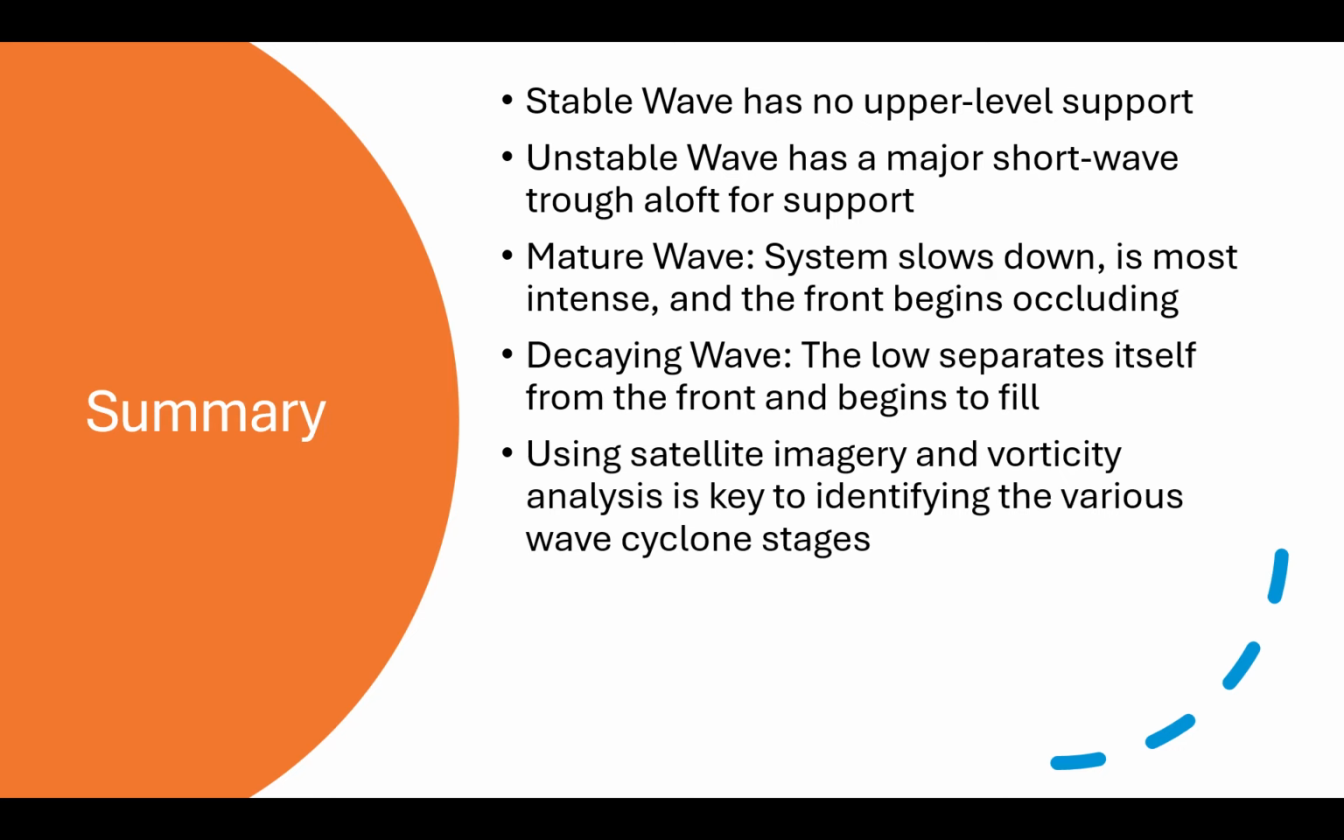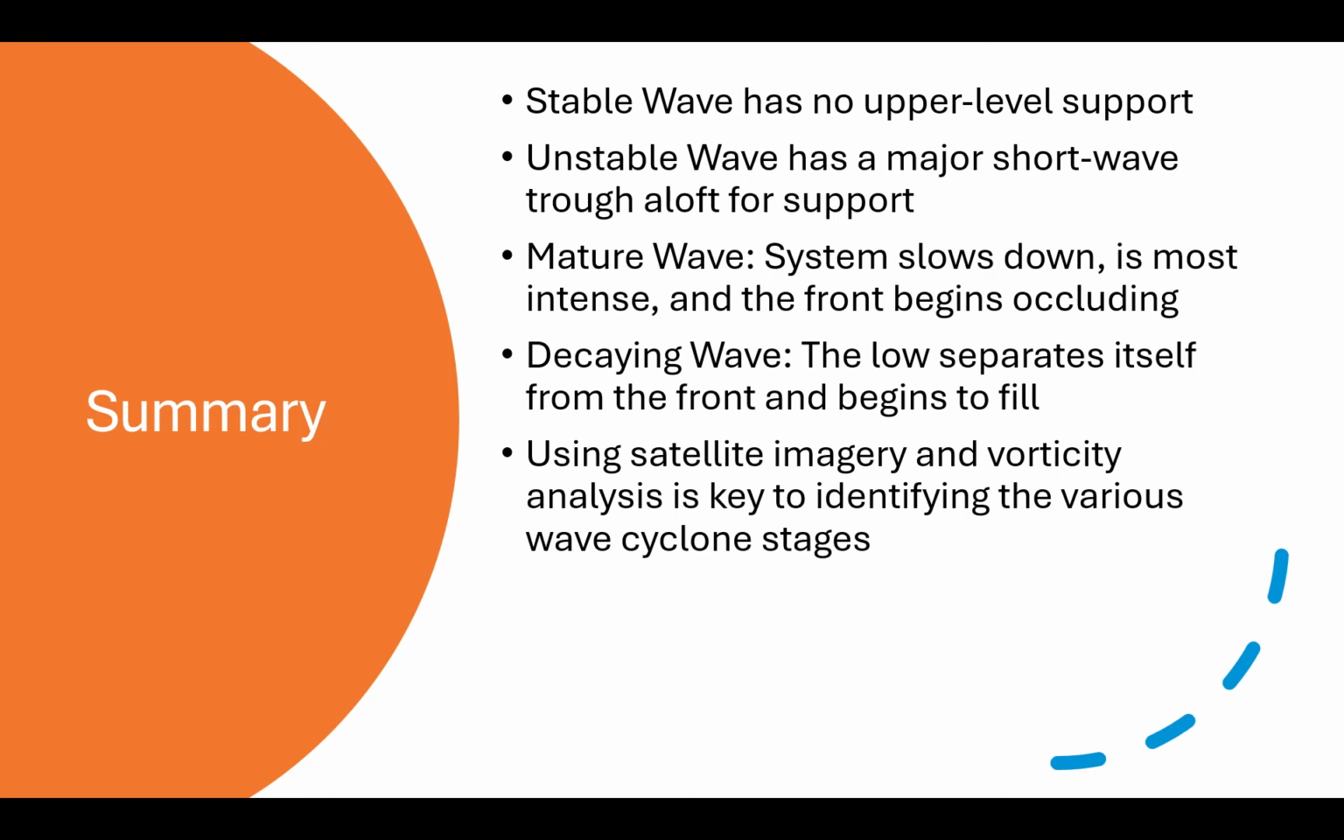So in summary, stable waves. Let's just say you get asked tomorrow, hey, what's the difference between a stable wave and an unstable wave? Well, you can tell somebody, hey, I know this answer. Stable waves have no upper level support. They're not linked to those major shortwave troughs aloft, while unstable waves do have that major shortwave trough aloft for support, that area of PVA, positive vorticity advection ahead of the shortwave trough axis, upward vertical motion. PVA is an indicator of that upward vertical motion, and you have upper level divergence ahead of that shortwave trough aloft.